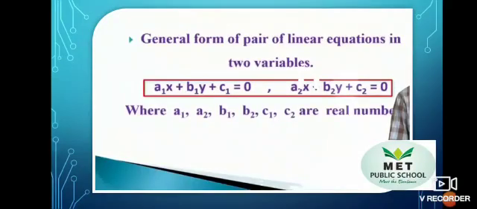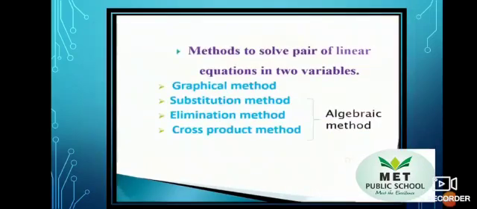As you all know, the general form of a linear equation is ax plus by plus c is equal to 0. Since you have a pair of linear equations here, the general form will be a1x plus b1y plus c1 is equal to 0 and a2x plus b2y plus c2 is equal to 0, where a1, a2, b1, b2 and c1, c2 are real numbers.